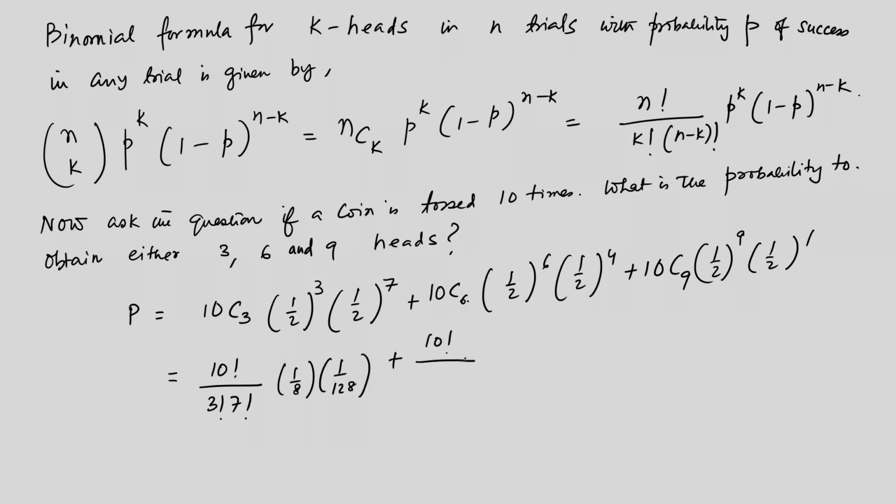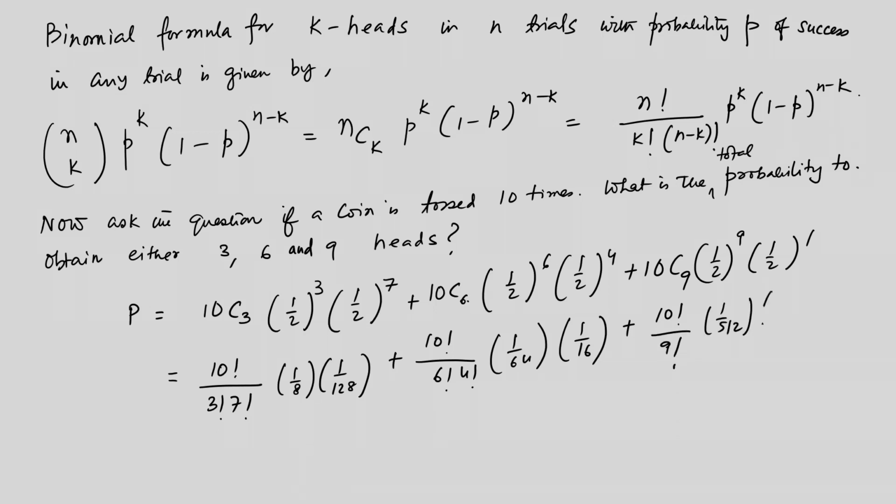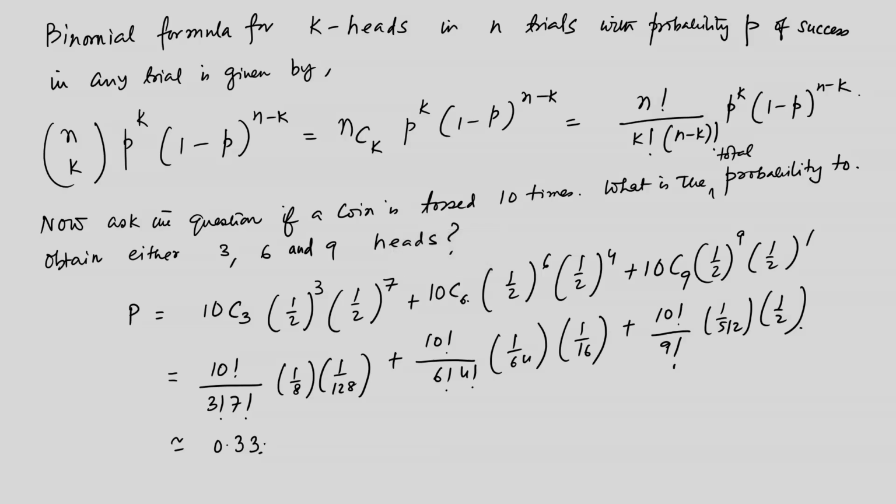plus 10 factorial divided by 6 factorial. So, we asked what is the total probability, and 1 over 64 and 1 over 16, plus 10 factorial by 9 factorial, 1 by 512 and half, and so if you simplify this, it comes out around 0.33. So, it is a 1/3 probability.